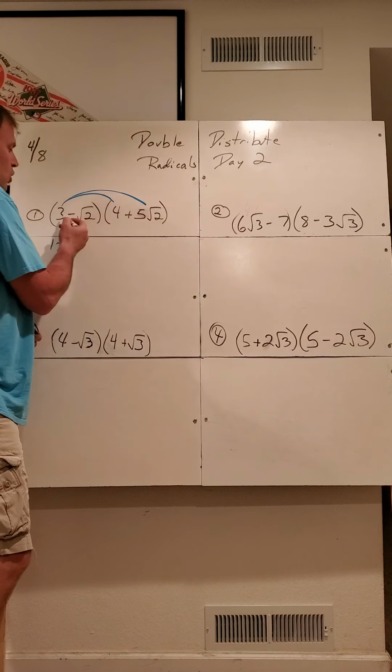So again, we double distribute, simplify radicals. We've had 2 of them come out to be whole number perfect squares, just keeping you on your toes. Combine like terms. There's our process.